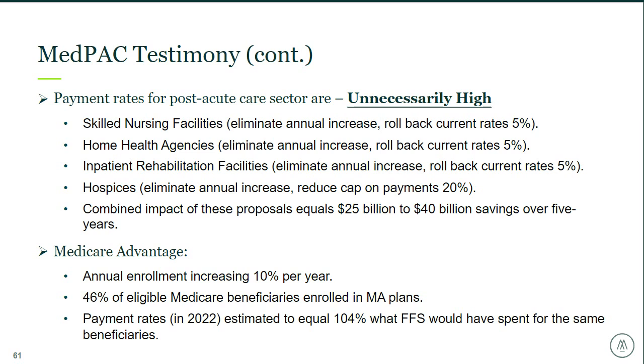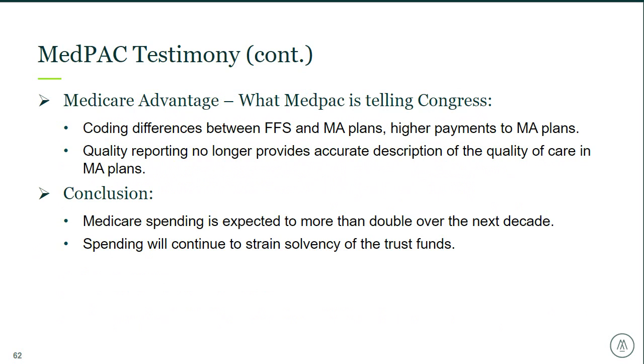And then we also talked about the growth in the Medicare Advantage program, with enrollment increasing over 10% per year, 46% represented now and expected to increase. And the other thing here is payment rates through that program are estimated to equal 104% of the payment rates that would be spent if those beneficiaries remained in fee-for-service. So there's going to be some payment pressure on that side, as well as the overall growth in the program that's going to impact how things look going forward.